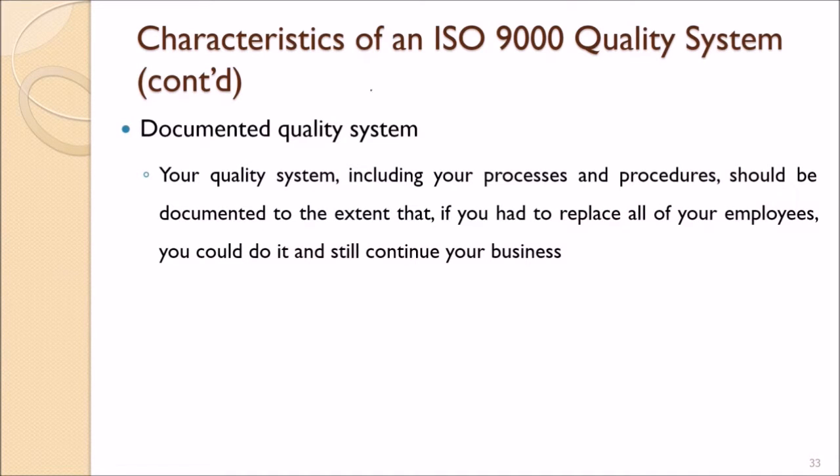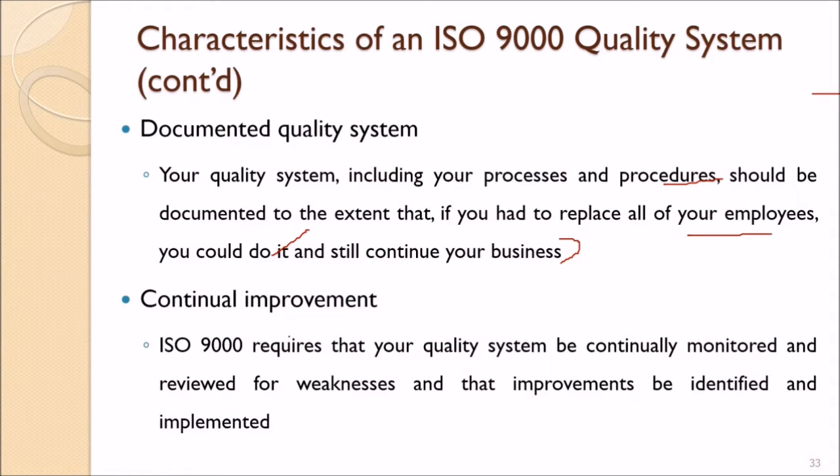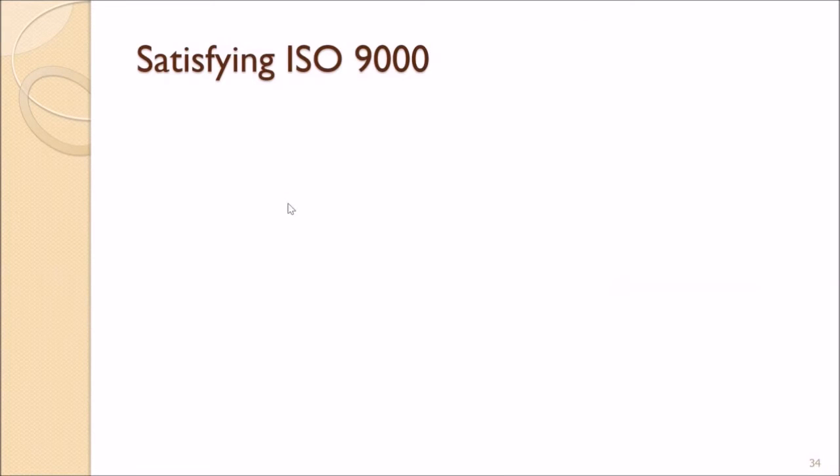Then documented quality system. Your quality system, including the processes and the procedures, should be documented to the extent that if you had to replace all your employees, you could do it and still continue your business without any hurdle. Continual improvement. ISO 9000 requires that your quality system should be continuously monitored and reviewed for weaknesses and then improvements can be identified and implemented.